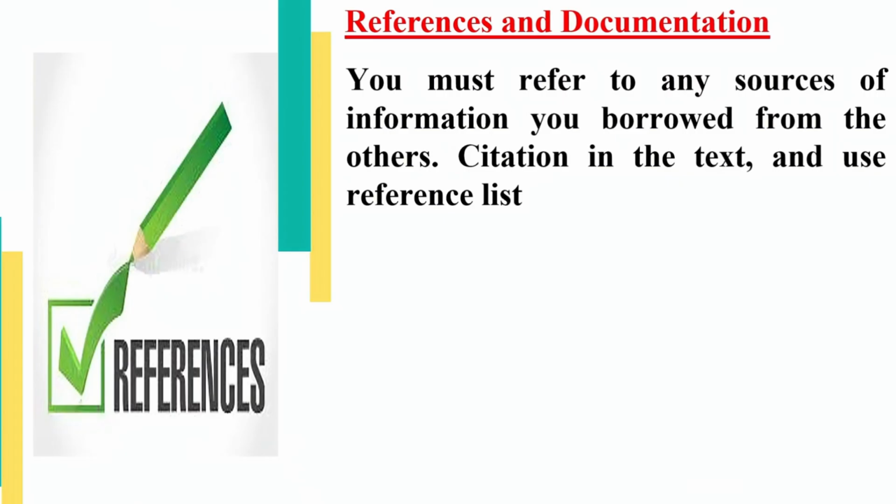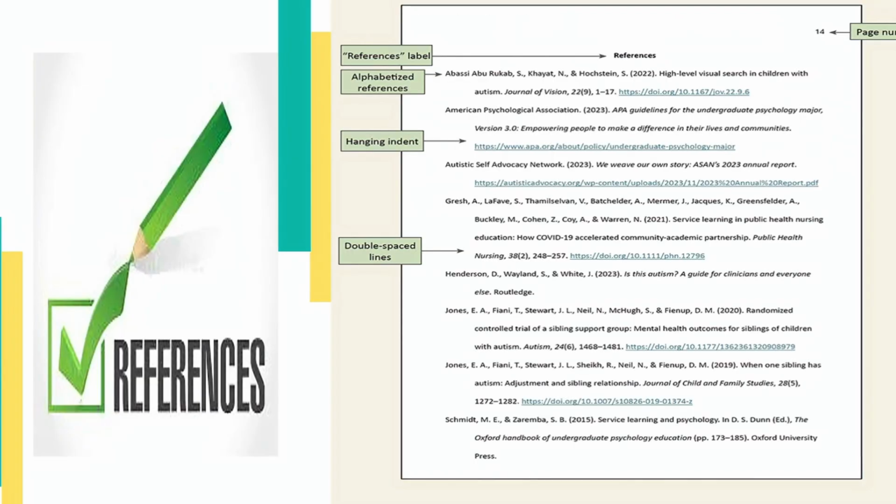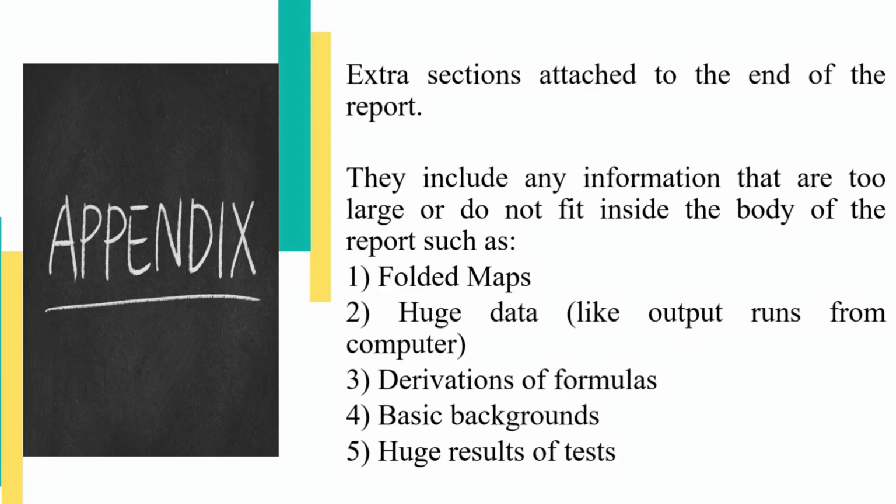So first you need to do a reference. In each paragraph in the body of the report, you may include a citation. So at the end of the report, you must refer to any source of information you borrowed from others, such as journals, conference papers, and the internet, and you make a reference list as we can see in this figure. Also, there is an appendix. The appendix contains additional material such as large data sets, large tables, large figures, maps, formulas, or detailed test results that you cannot include in the main report.